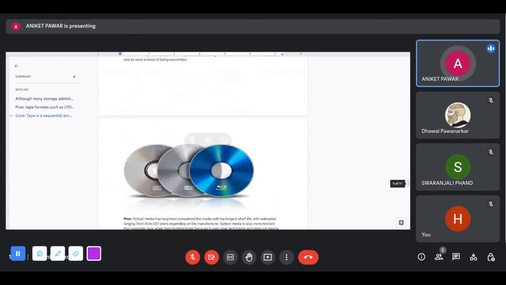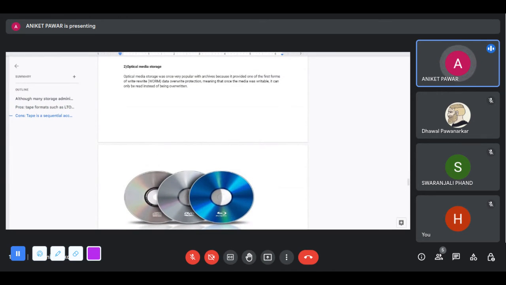The second one is optical media storage. It offers one of the earliest forms of write once read many data protection, which means that once the media has been written to, it can only be read, not overwritten. The life of this media ranges from 30 to 200 years, depending on manufacturers. But the main disadvantages of this media are low capacity, slow read performance, and even slower write performance. And cost are the elements that made optical media storage lose ground to other technology options for long term storage.